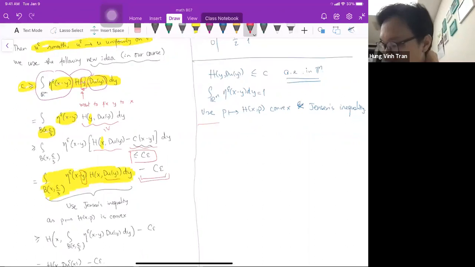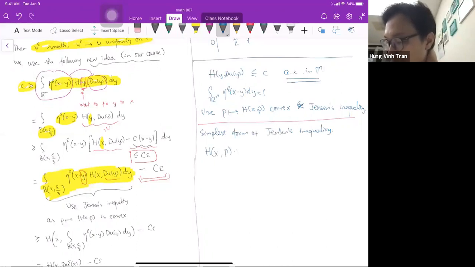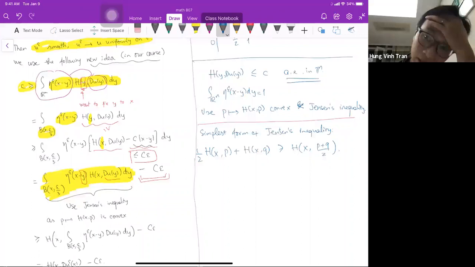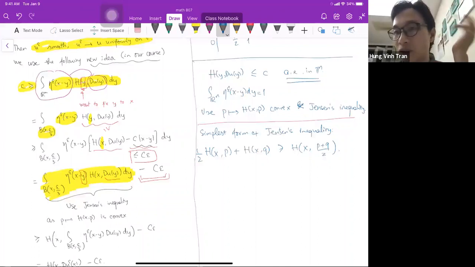Maybe let me record here the simplest form and then the generalized form. The simplest form of Jensen's inequality, because of convexity, is this: one half of h of x, p plus h of x, q is greater than or equal to h of x, (p plus q) over 2, right? That's the simplest form that you have seen. And actually, this form is equivalent to all the other forms. It's just the definition of convexity, right?